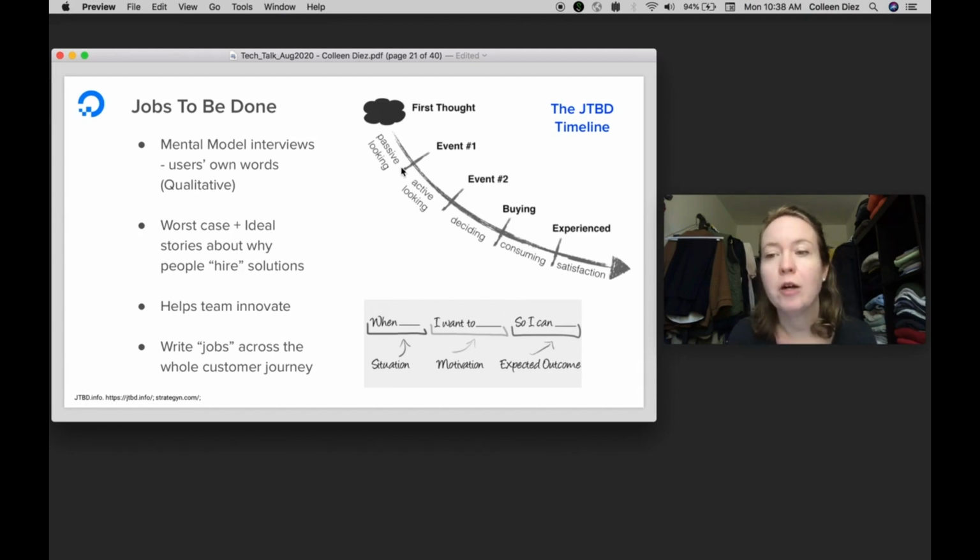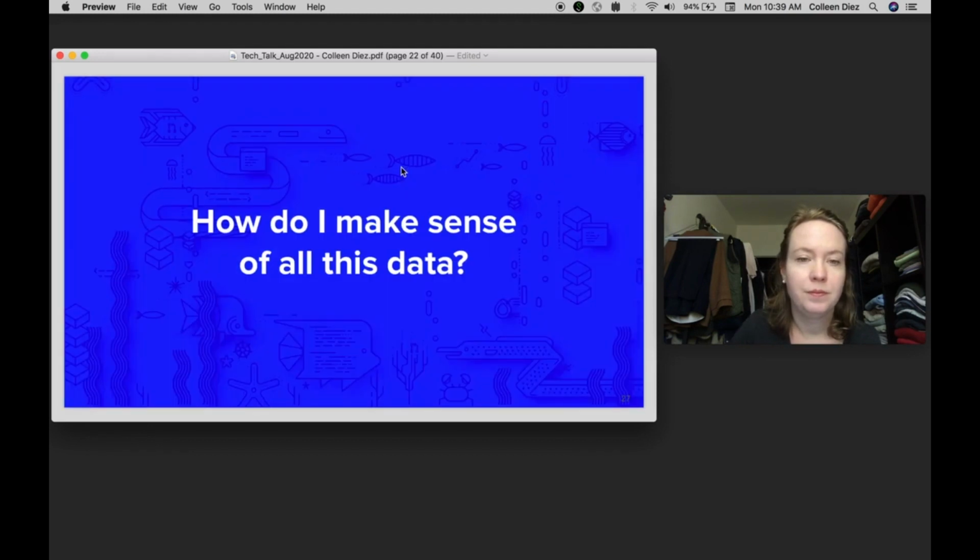And this actually helps product teams innovate, as they are building new products, because there's not necessarily just one solution that solves a customer's job to be done. But if you understand why they're hiring you, why they're hiring your product or your feature, then it really gives you a good sense of why they're choosing your brand over competitors.